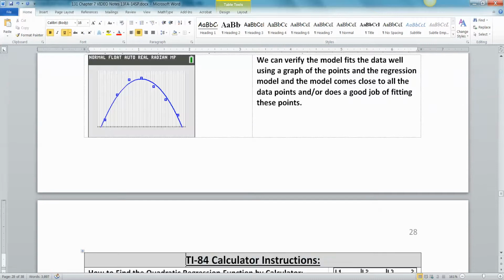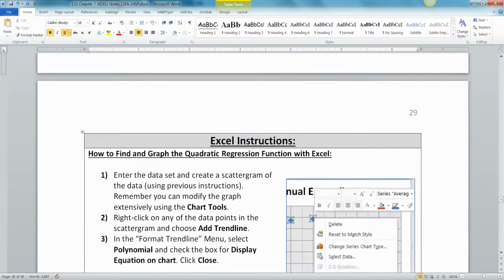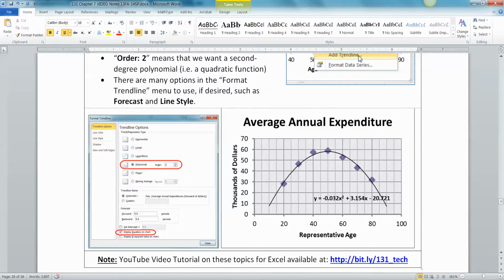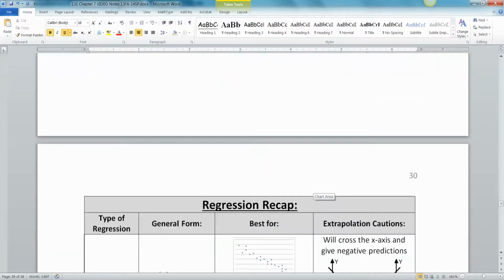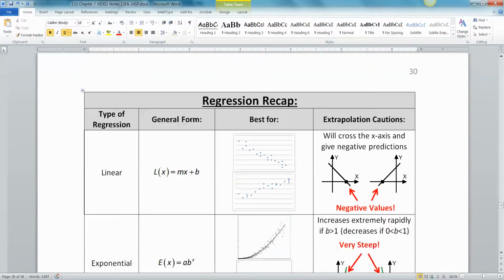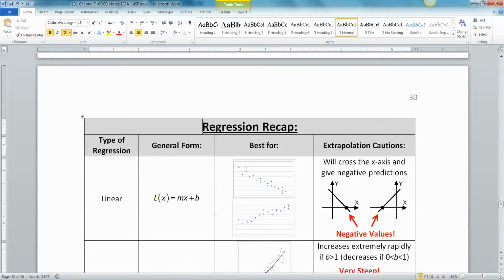All right. This next page is just calculator instructions, and then how I graphed those things in Excel, which you'll need for your projects possibly. All right, let's get down to here. This is a recap of all the regression you've learned in the course so far.